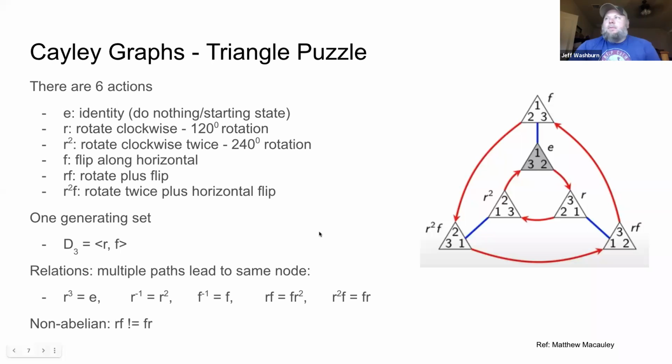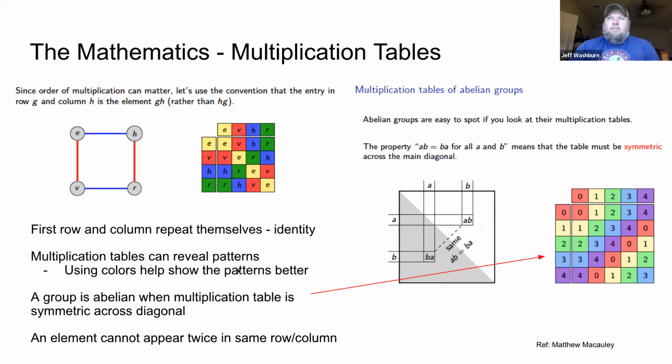Now the math and the multiplication, there's math behind this, multiplication tables. And basically here, E is our identity. This is our starting point. H is our horizontal, V is our vertical, and R would be a rotation. So you have your rows and your columns, and that just represents the states that you're in.